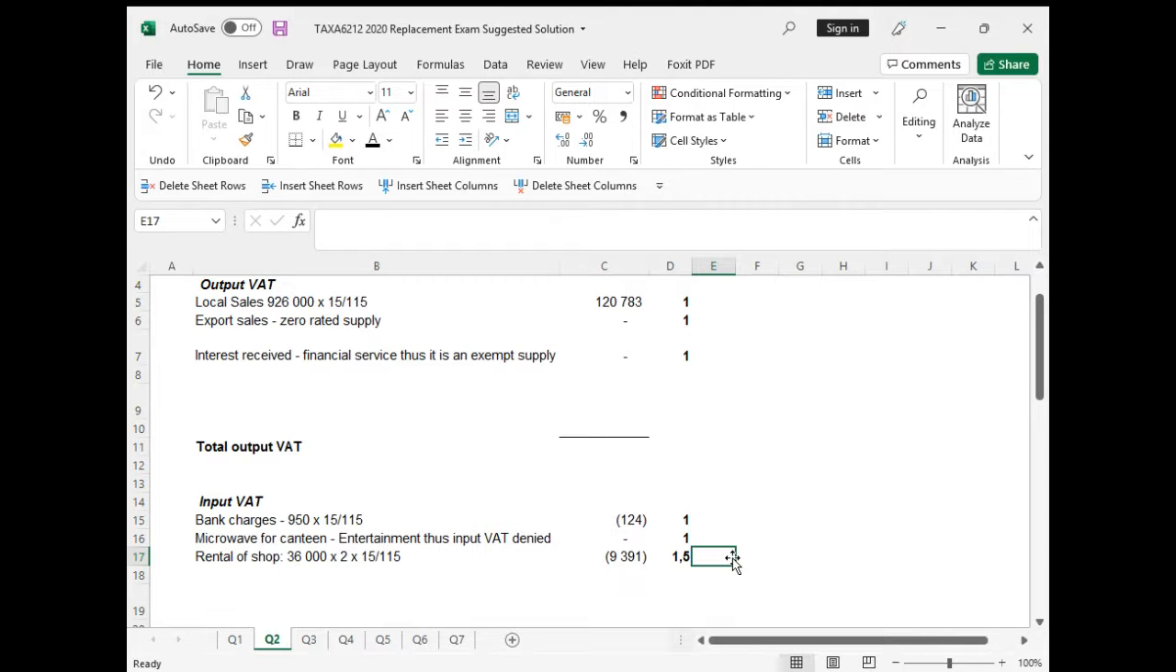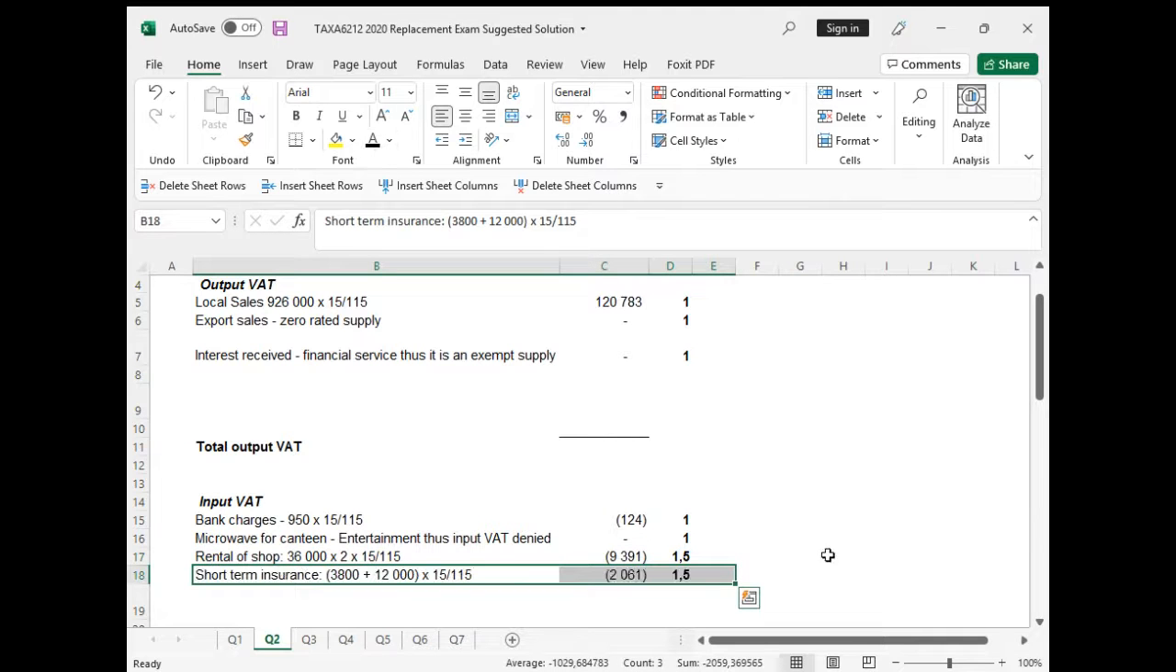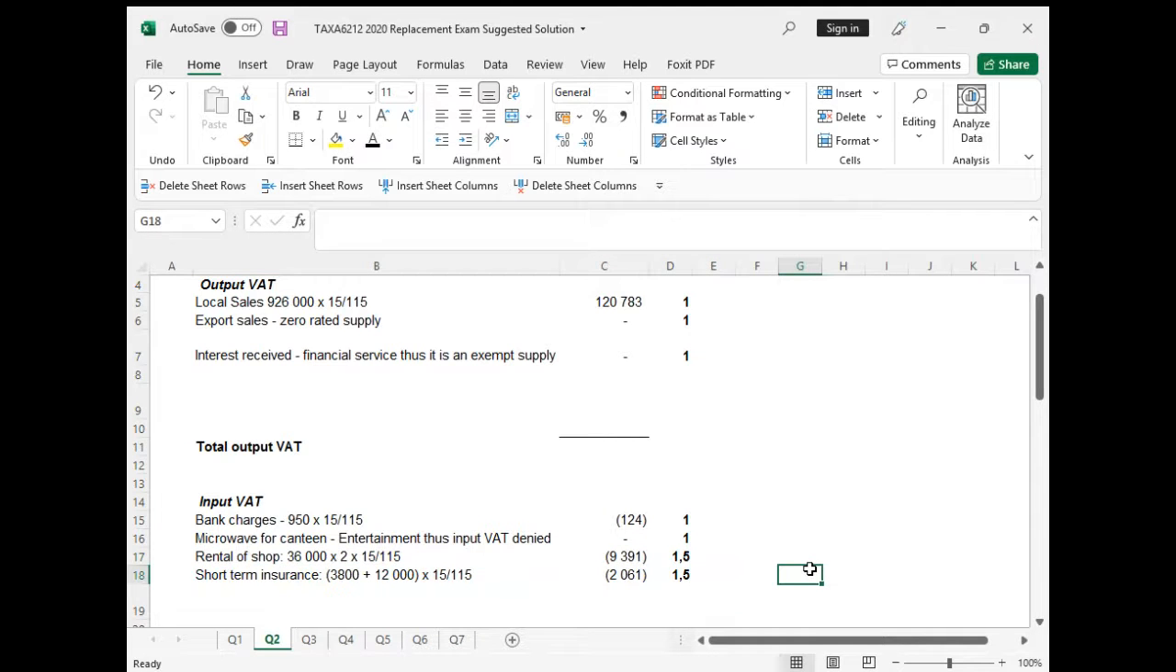Then point number 5 was the insurance. Now we said the insurance for your motor vehicles, even though the input VAT for the motor vehicle itself is denied, you will still be able to claim the input VAT for the insurance. So for that reason, you add all the insurance amounts together, which is the 3,800 as well as the 12,000 together, and then you apply the VAT. Okay. You could have also shown it separately, but from a time point perspective, you do not have time to write stuff in duplicate, so it is quicker just to add them together.